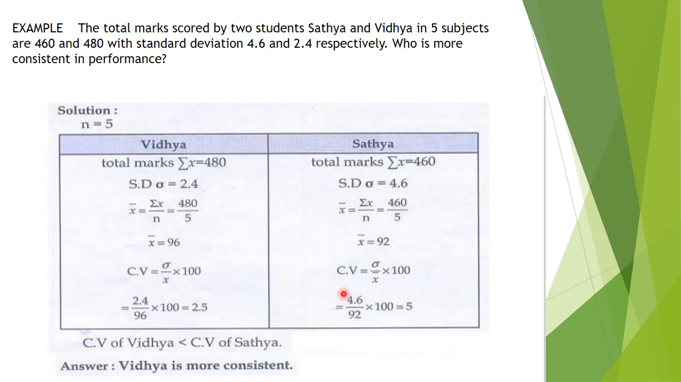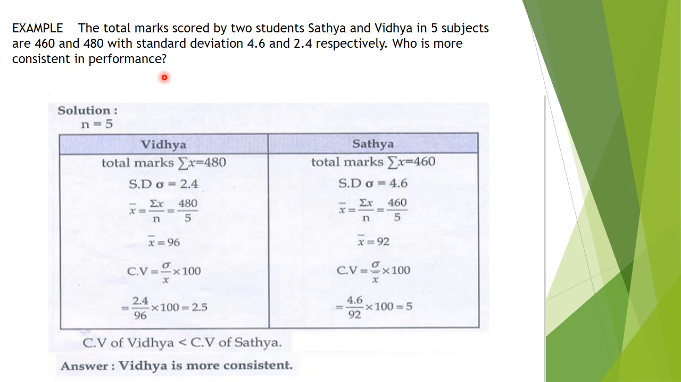Next example: the total marks scored by 2 students, Satya and Vidya, in 5 subjects are 460 and 480, with standard deviations 4.6 and 2.4. Who is more consistent in performance? The number of observations is 5. First of all, we will find the coefficient of variation of Vidya, and after that we will find the coefficient of variation of Satya.